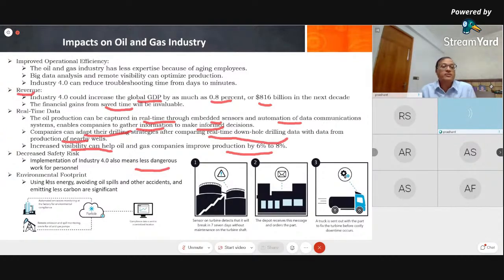And in terms of environmental footprint, using less energy and avoiding oil spills and other accidents are basically helping the environment.